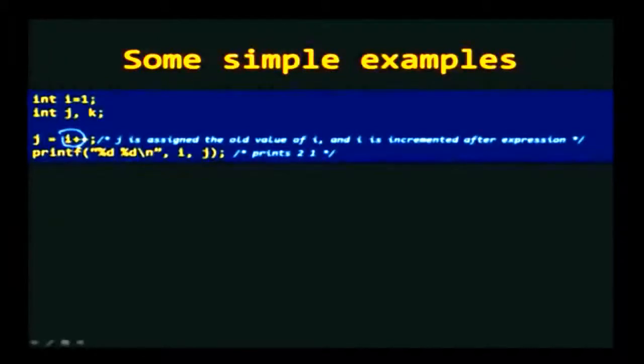Okay. So, then i will become 2. The old value of i is assigned to j, and then the value of i will be incremented. So, it is the post-increment operator. So, when you printf i and j here, i will be 2 and j will be 1, because the old value of i was what was stored in j.